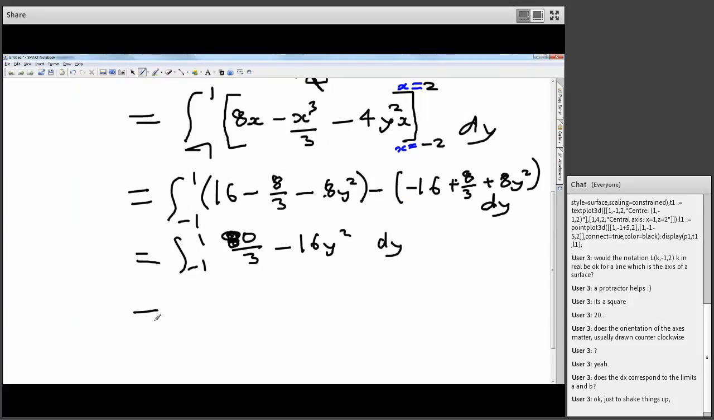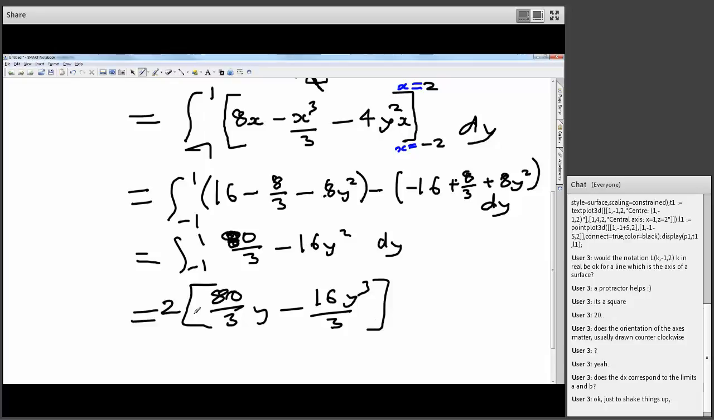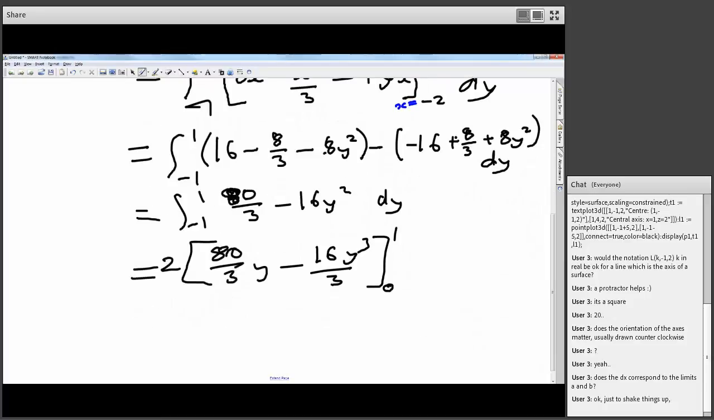So now we got to this stage. This is just a normal integral we can do directly. Integrating with respect to y gives you 80/3 y minus 16y cubed over 3, and we can sub the limits in. We might notice this is even with respect to y, so do the usual trick of doubling it and integrating from just 0 to 1 instead, because it's an even function. You don't have to notice that, but you can.